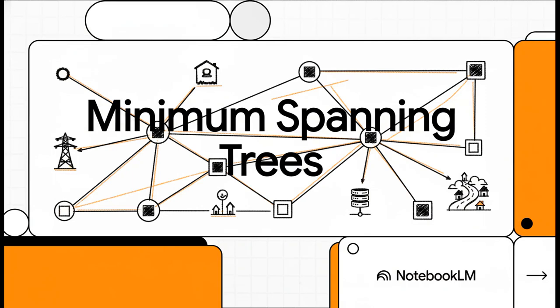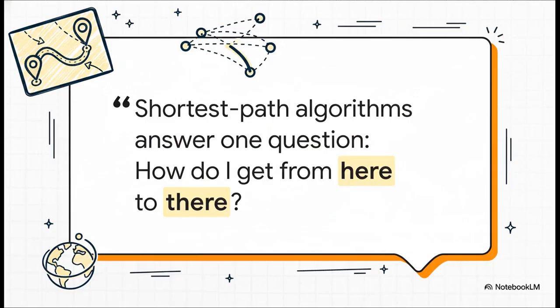Today, we're going to talk about the hidden logic behind our most critical infrastructure. Things like the internet, the power grid. It's a concept called a minimum spanning tree, and it's so much more than just another algorithm. It's really the blueprint for building efficient networks. So let's dive in.